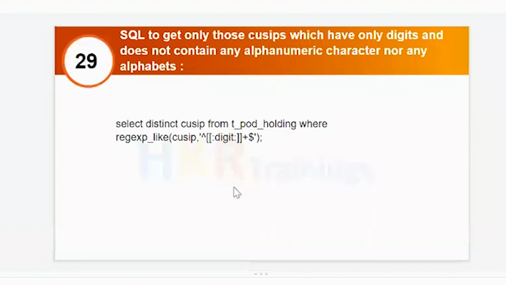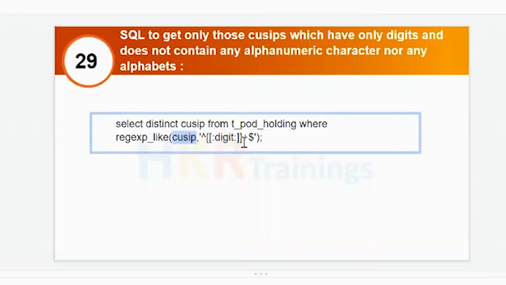We can use regular expression. So select distinct cusip from TPOD holding, that's the table name, where regular expression like cusip is the column name, and then this whole string. So we can just remember it as it is, because that is how regular expressions are used. Regular expressions are used to find such kind of anomalies in data. Okay.